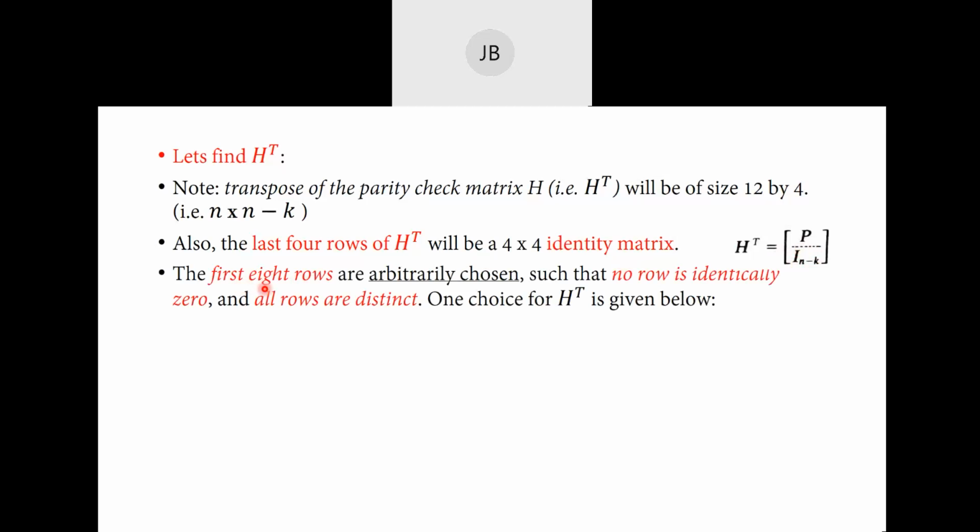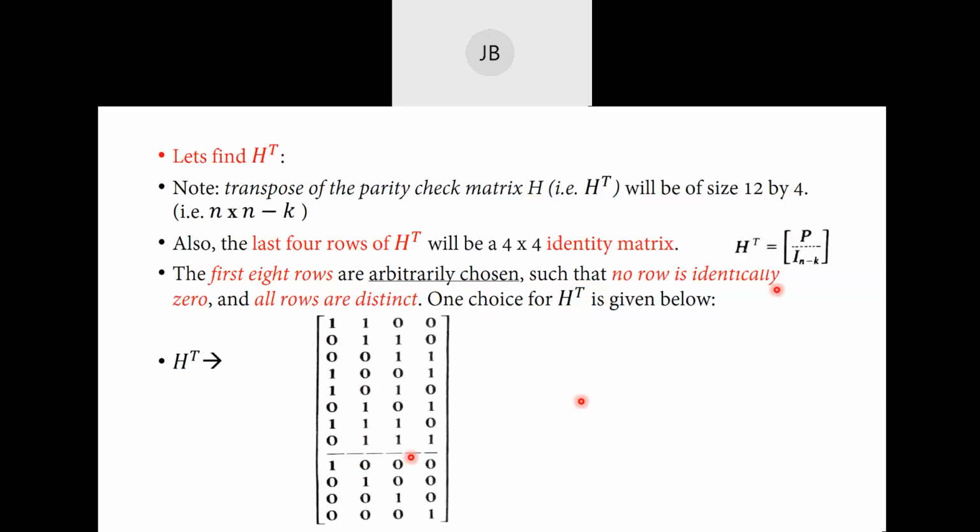Okay, now the first 8 rows are arbitrarily chosen. So we need to write these 8 rows and 4 column structure P matrix that is arbitrarily chosen. But there should be some precaution we need to take. That is, we can write these values arbitrarily, but we need to take care that no row is identically 0 and all rows are distinct. Every row should be different from the previous one. And one choice for HT is here.